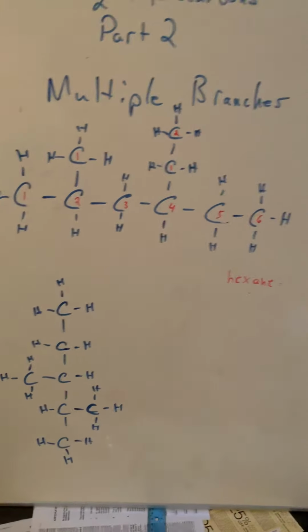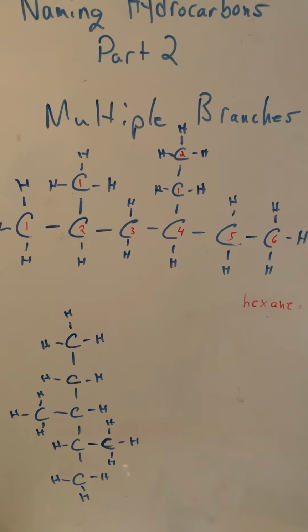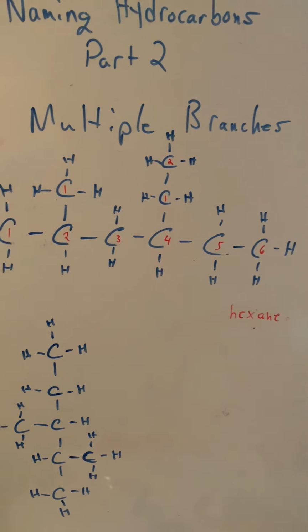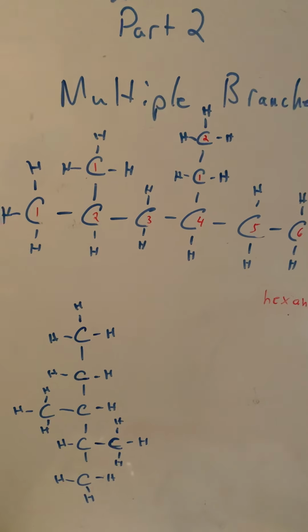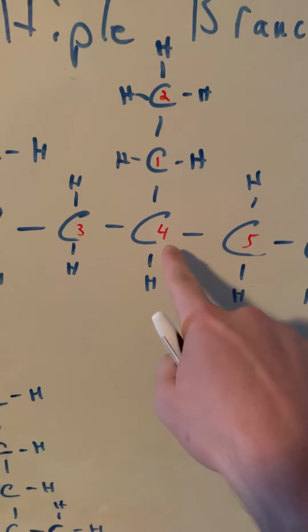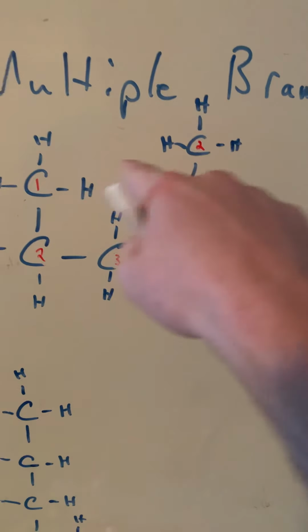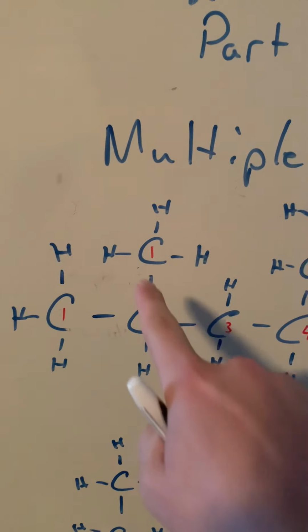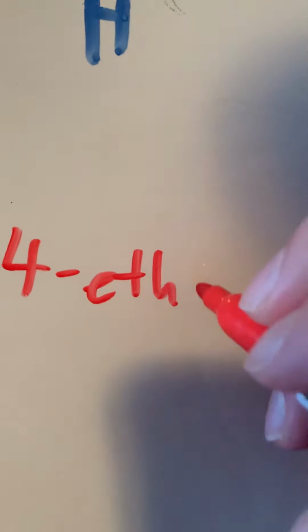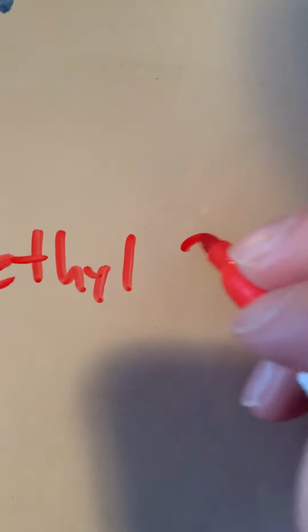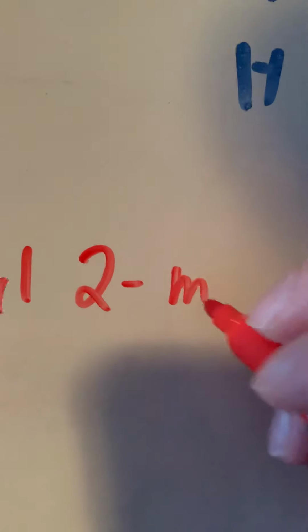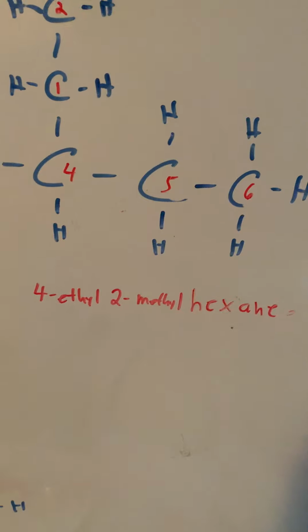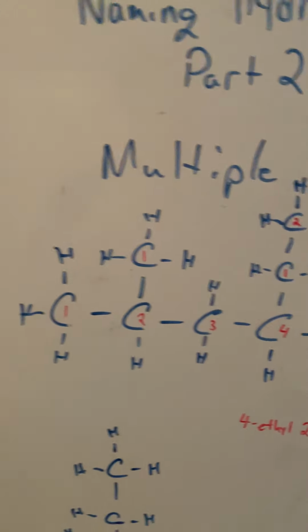So how do I write this out with both a methyl and an ethyl group? Well, it's actually pretty simple. We just go alphabetical order. So this ends up being 4 ethyl, E before M, 2 methyl hexane. So when I write it out, I end up with 4 ethyl, 2 methyl hexane. So 4 ethyl, 2 methyl hexane.